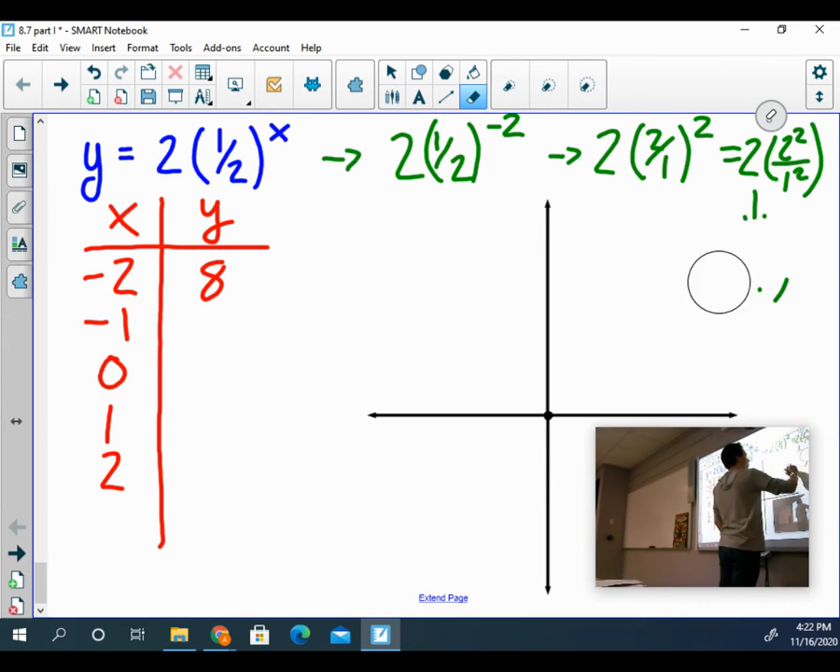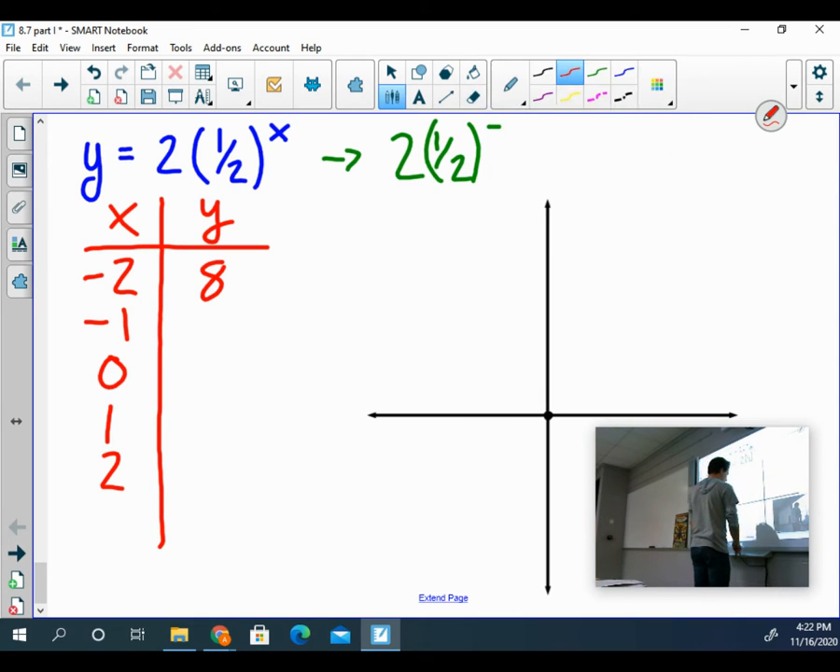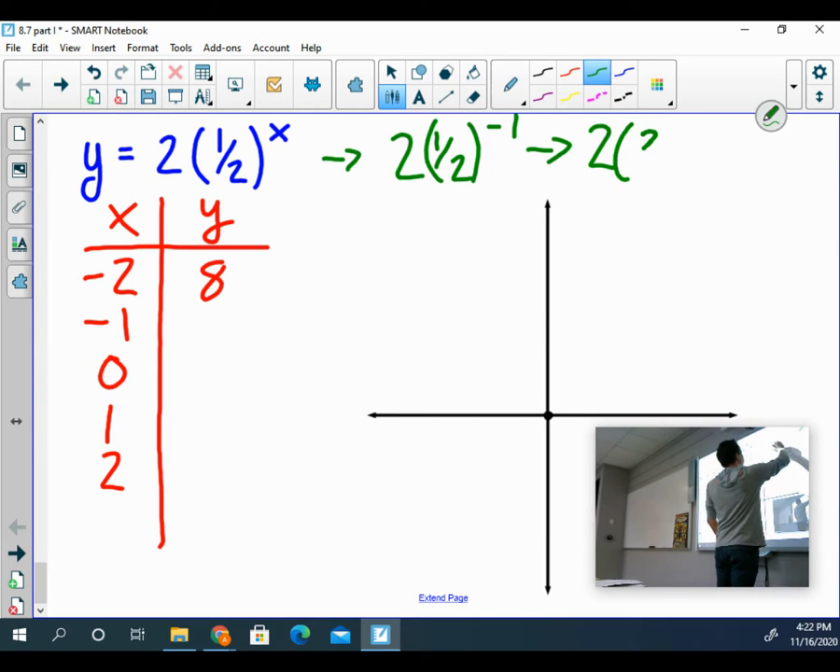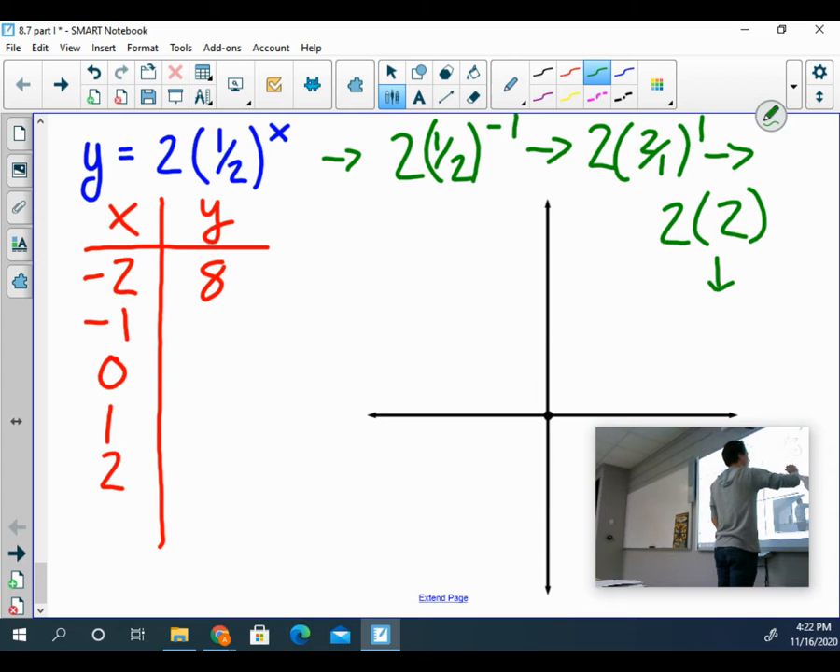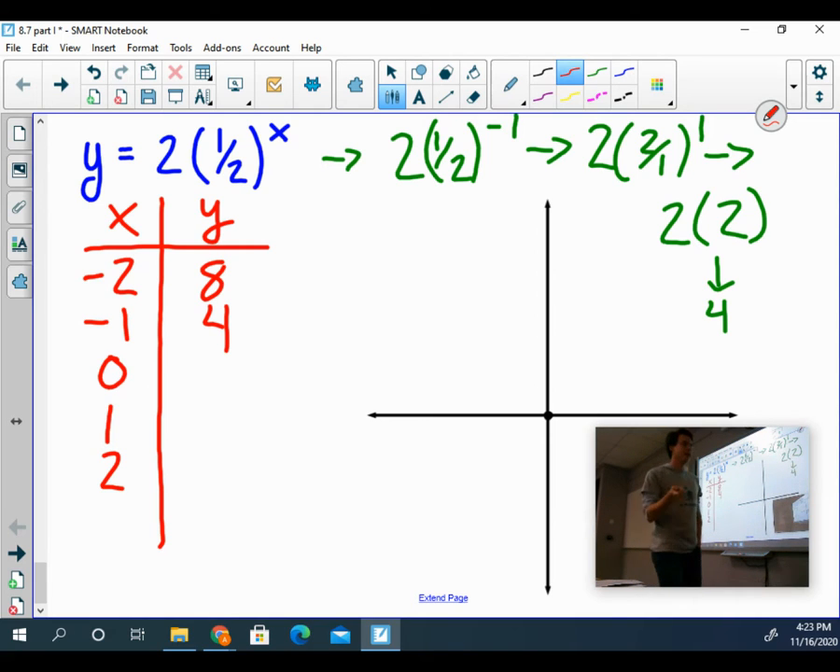Let's do it again. Plug in -1 for my x value. Again, I can flip my fraction. I know that anything to the first power is just itself, so really this is just 2 times 2, which gives me 4. Again, this is the exponent rules in action. This is why we learn them.